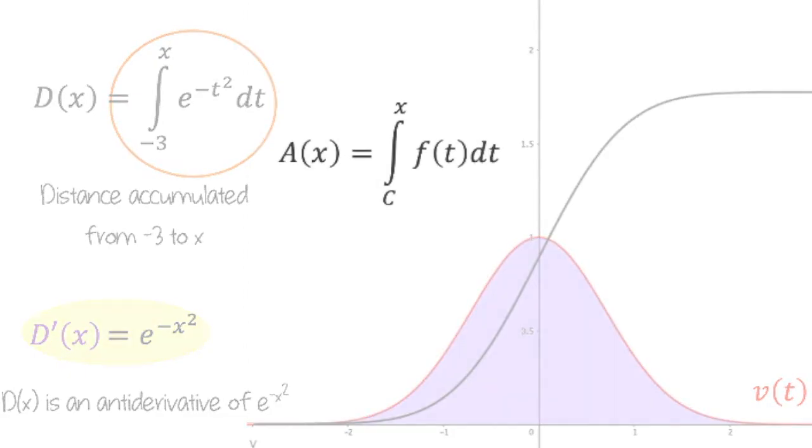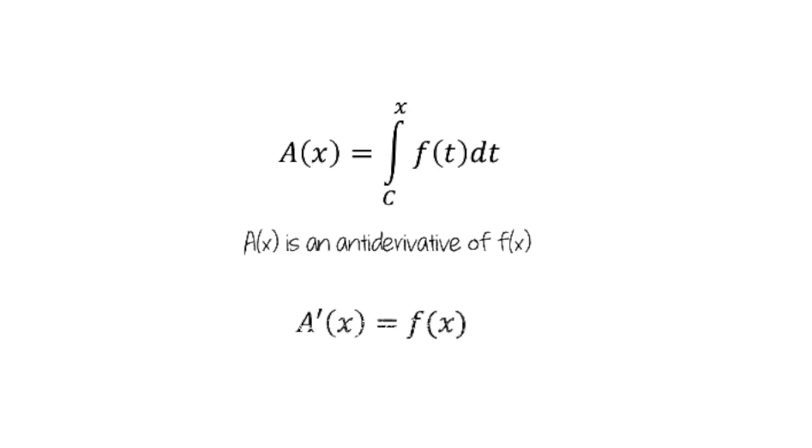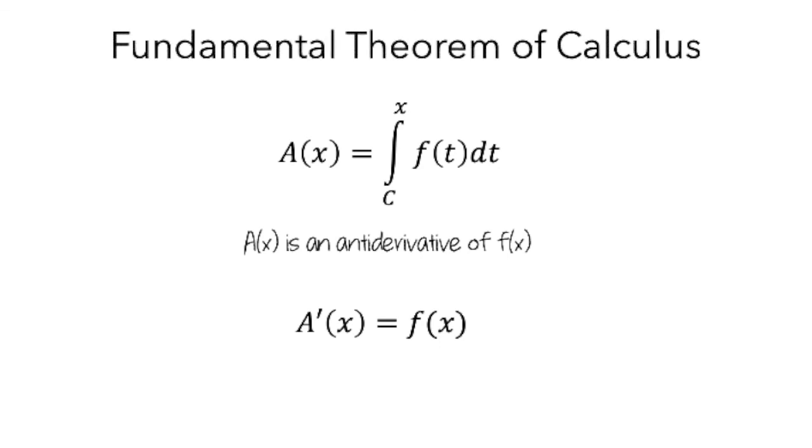So in general, if you have an accumulation function a of x for a function f of x, then a of x is an antiderivative of f of x. Another way to express this is that the derivative of a with respect to x is equal to f of x. And this is one part, the other part, of the fundamental theorem of calculus.